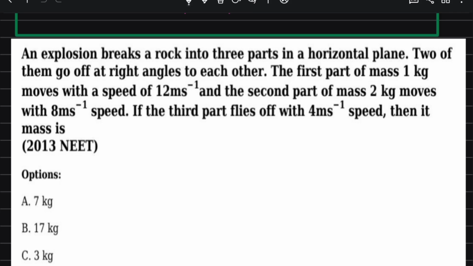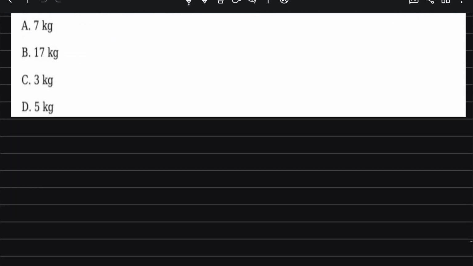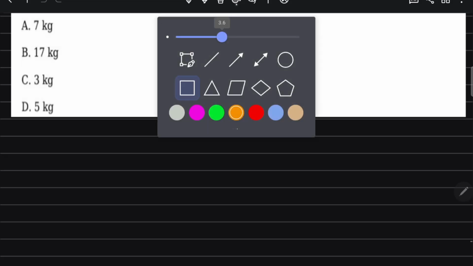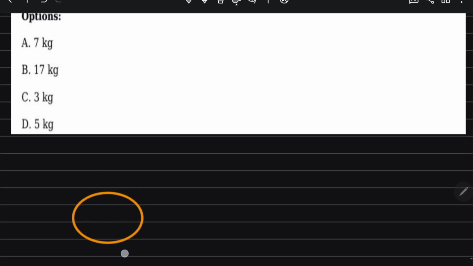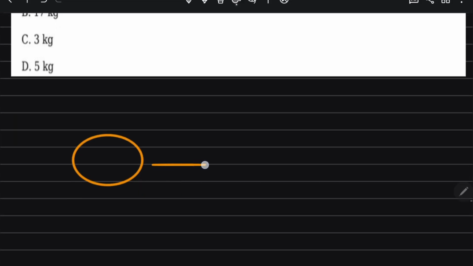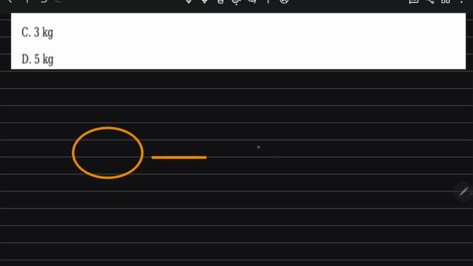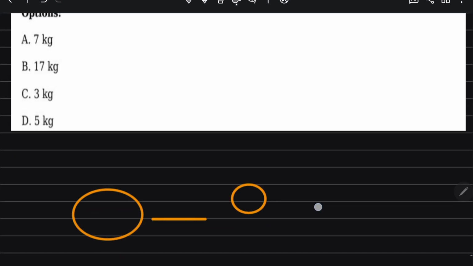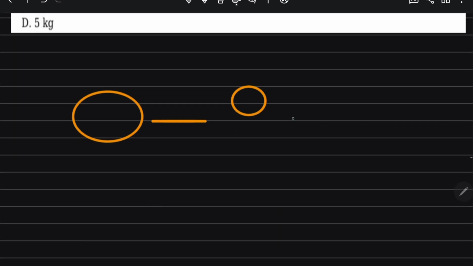An explosion breaks a rock into 3 parts. So what is the condition here? I just make the diagram so that you can easily understand. This is initially a boom. Then after that, what is going to happen? They break into 3 parts.